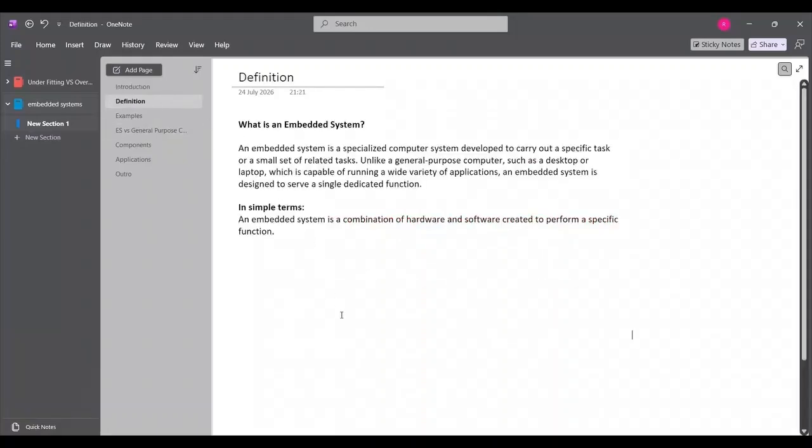Now let us understand, what does an embedded system mean? An embedded system is a computer system designed to perform a specific task or a limited set of tasks. Unlike a general-purpose computer, such as a laptop or desktop that can run many different applications, an embedded system is built for one dedicated purpose. In simple words, an embedded system is a combination of hardware and software designed to perform a specific function.